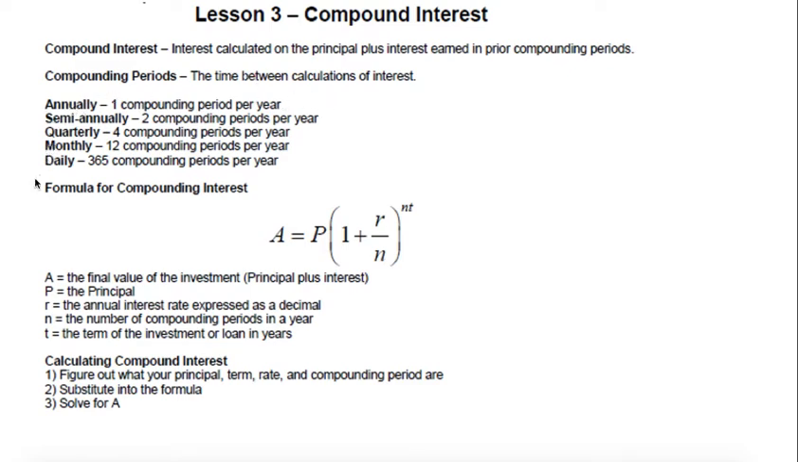Compounding periods are the time between calculations of interest. Some really important ones to look at are: annually means once per year, semi-annually is twice, quarterly is 4, monthly is 12, and daily is 365.